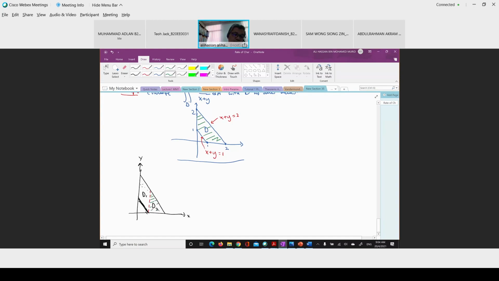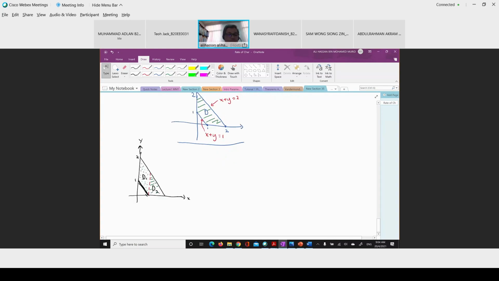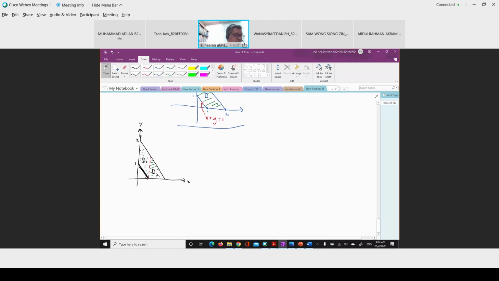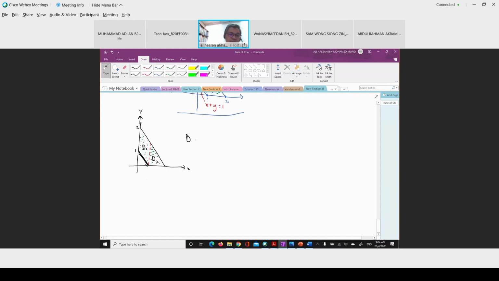Let's use the dots for D1. So D here is equal to D1 plus D2. The region D1 is bounded by what? What are the bounds for D1? I can say x is between 0 and 1, right? For points on D1, x is bounded between 0 and 1, but y is bounded by the lower line.